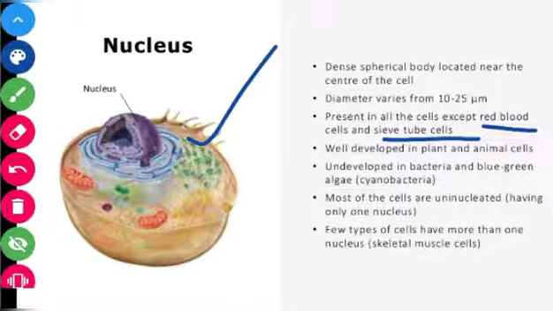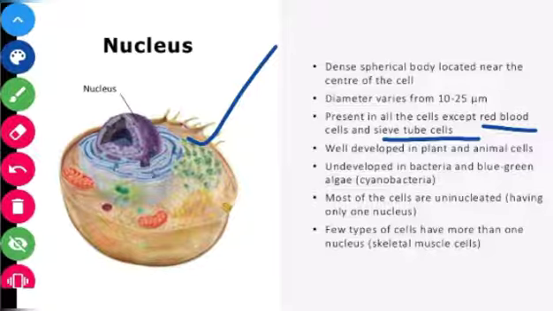Okay, next, well developed in plant and animal cells. So this nucleus is very well developed in both the plant and animal cell. I have already shown you which is plant cell and which is animal cell, what organelles are there, and bacteria as well. And the next point is that it will be undeveloped in bacteria and blue green algae, that is cyanobacteria. So in cyanobacteria and some of the bacteria, this nucleus is undeveloped.